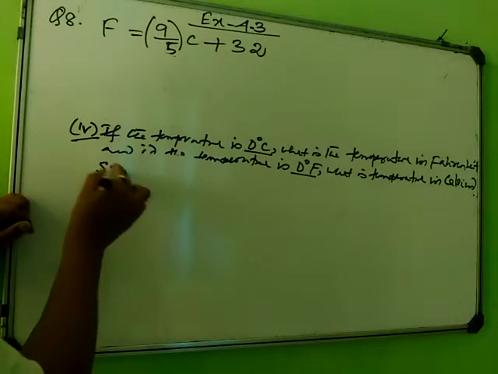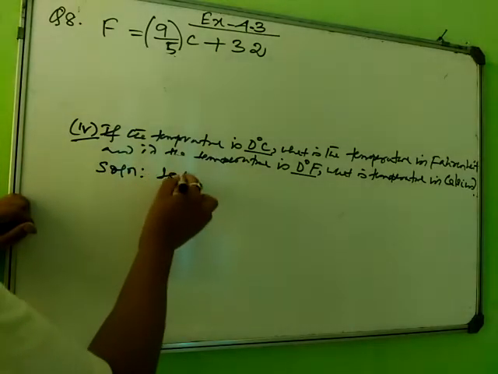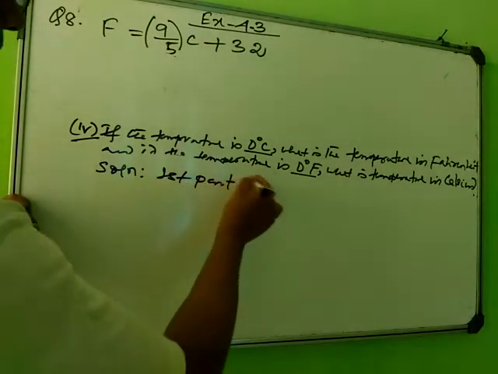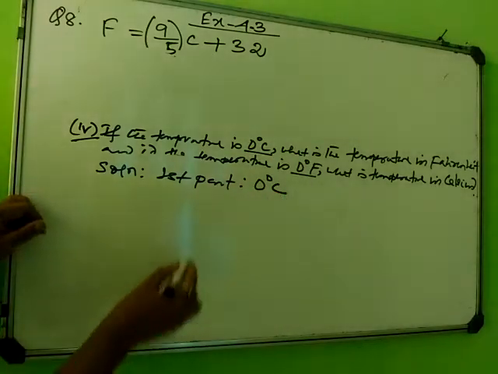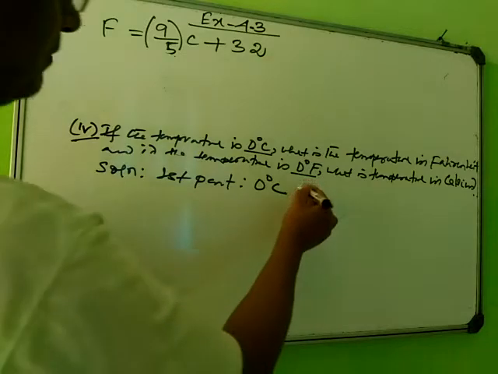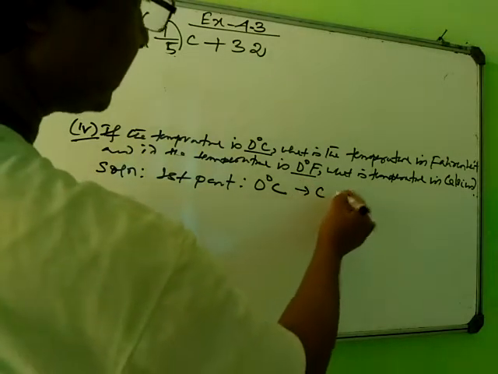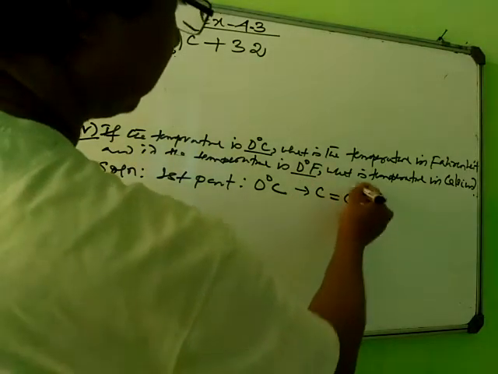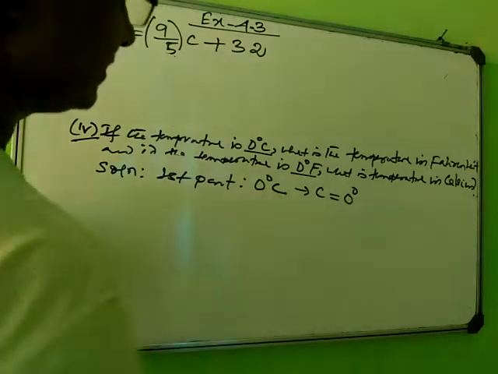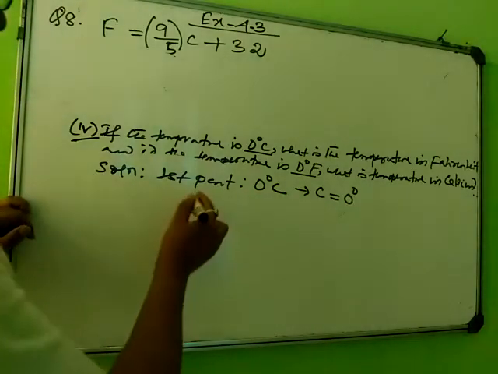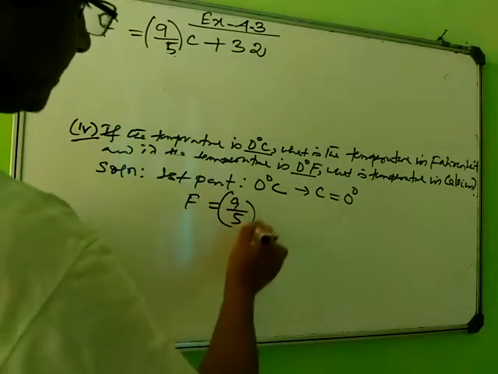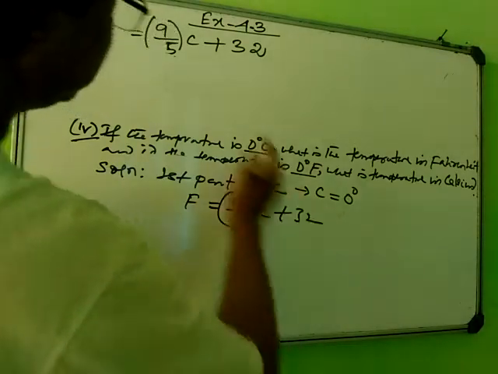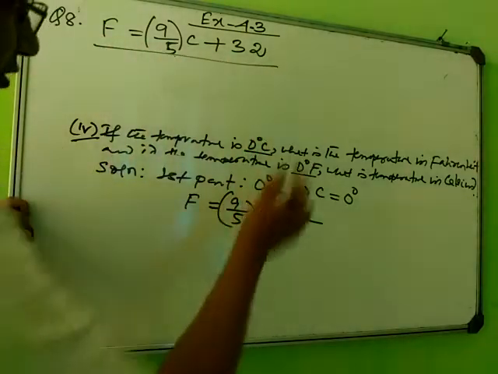So here, solution. First part, that is 0 degree Celsius. This means Celsius equals 0 degree. So F equals 9 by 5 C plus 32. That is the given equation.